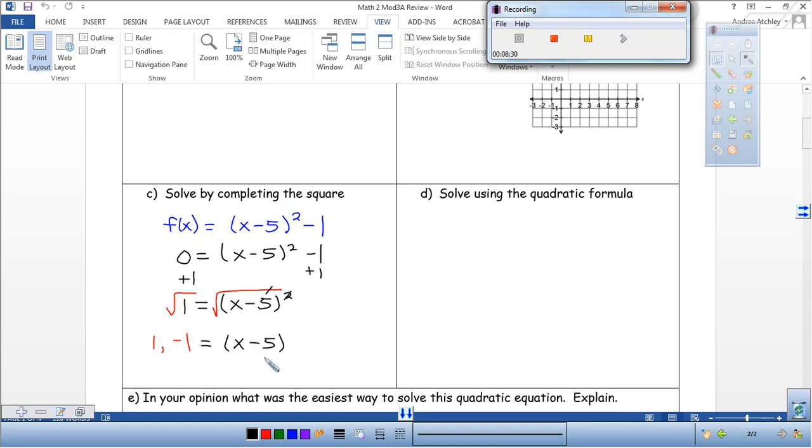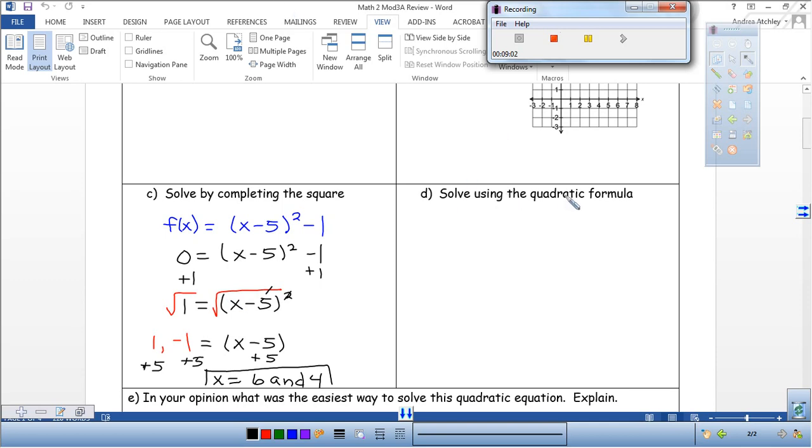Now I need to get this x by itself, so we should add 5 to both sides. Sorry, that's a plus 5. So that's going to give me that x equals 1 plus 5 is 6, and negative 1 plus 5 is 4. That's how you solve by completing the square, and then this was square rooting it.